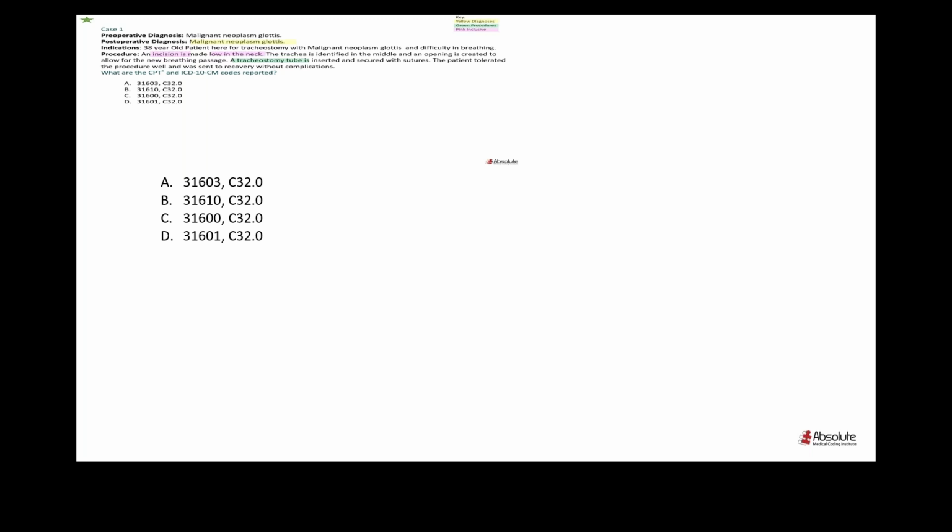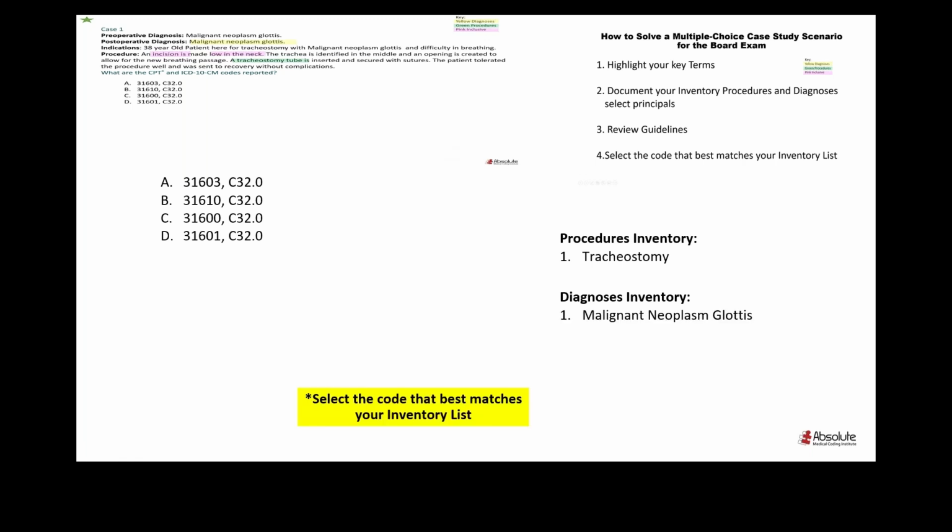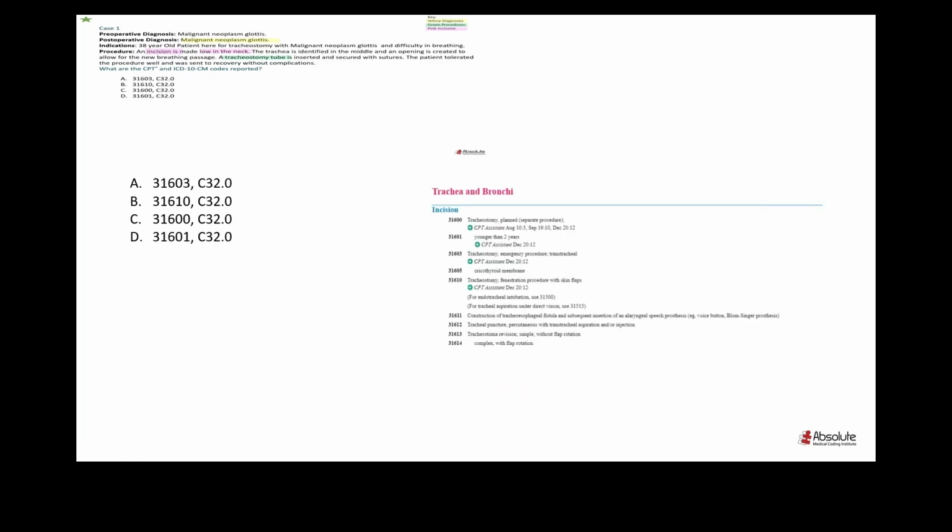So you have to be forensic while answering these small scenarios. They might be tricky ones, so always be forensic. Once you see the small scenario, don't spend too much time, but be a little bit forensic while going through the scenario. And yes, we have highlighted the keywords. In procedure inventory, we have a tracheostomy, and in the diagnosis inventory, we have malignant neoplasm of the glottis. So that's all we have.